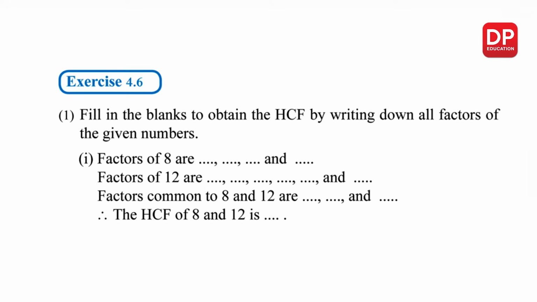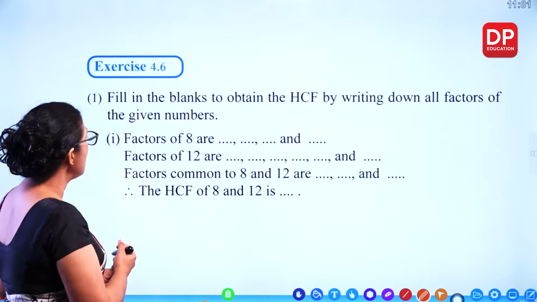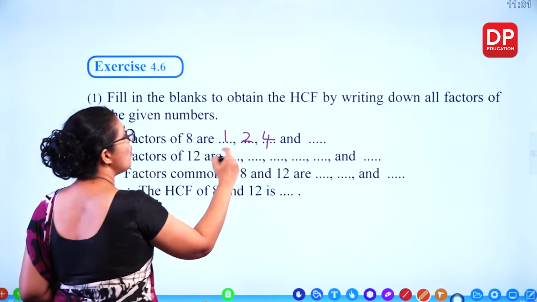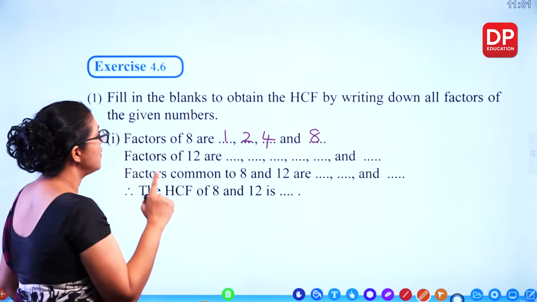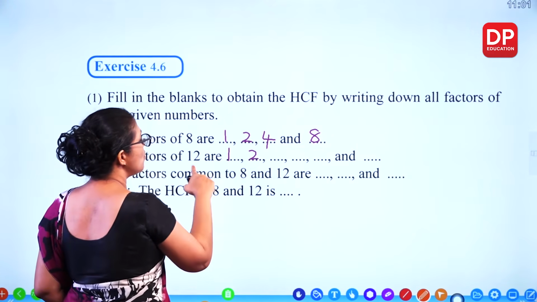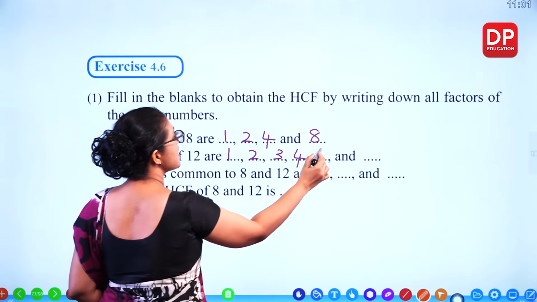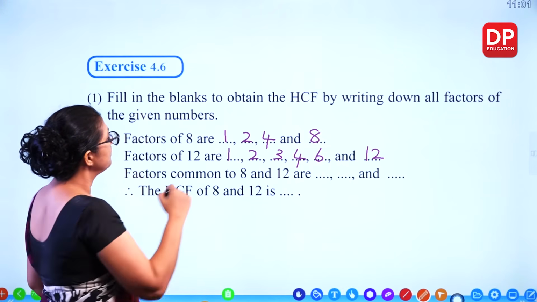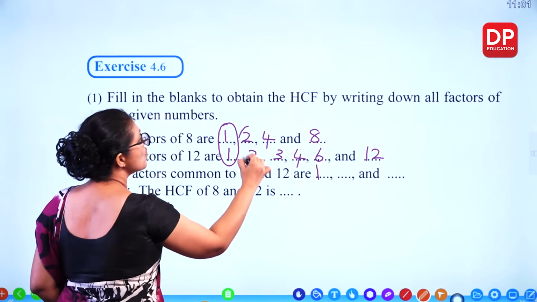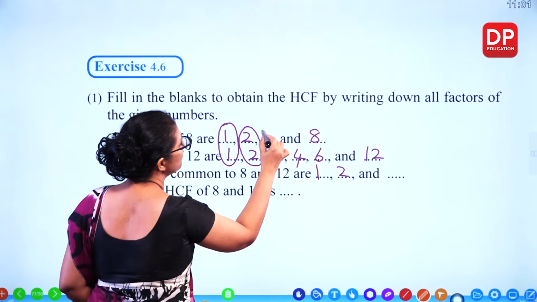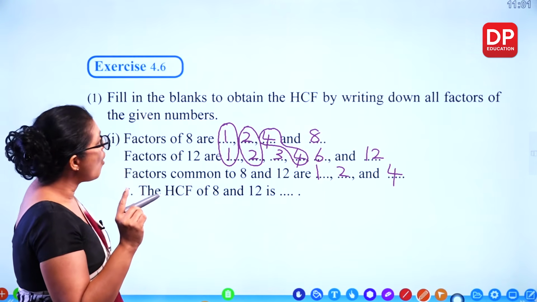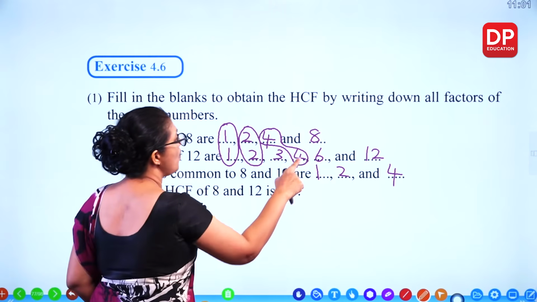Exercise 4.6. Fill in the blanks to obtain the highest common factor by writing down all factors of the given numbers. Factors of 8. 1, 2, 4 and 8. Factors of 12. 1, 2, 3, 4 and 6 and 12. Factors common to 8 and 12. 1, 2 common. What else? 4. And what's the highest common factor out of all these common factors? 4 is the highest one.